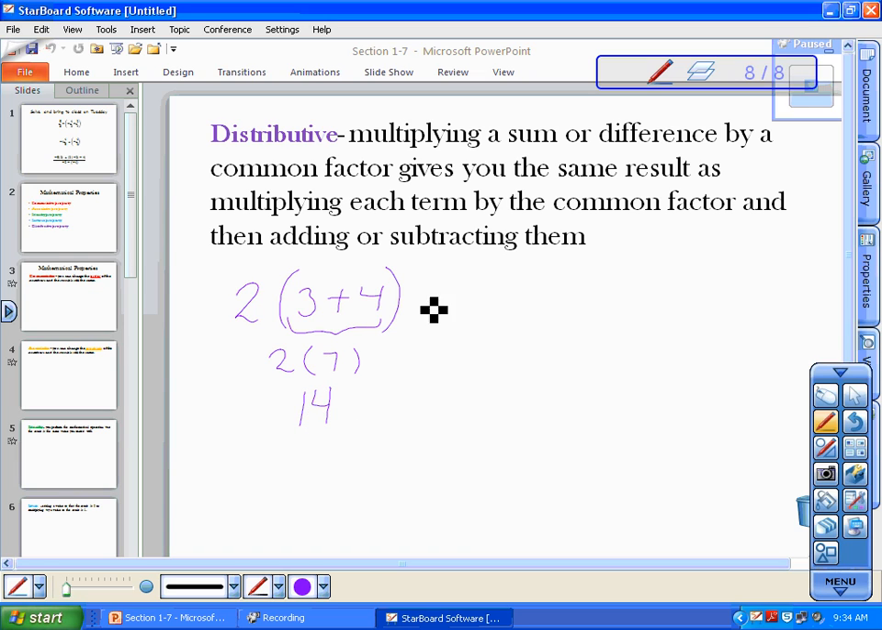Distributive states that we can, as opposed to doing what's inside parentheses first, simply distribute this value into both terms first. The key idea here is to remember to do it to both terms. Oftentimes I see students distribute it to the first term, but not the second. So 2 times 3 is 6, and 2 times 4 is 8. So I'm going to rewrite this problem as 6 plus 8. 6 from here, 8 from here. Notice that 6 plus 8 still gives me a value of 14.